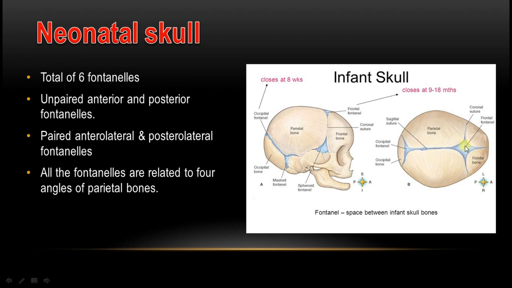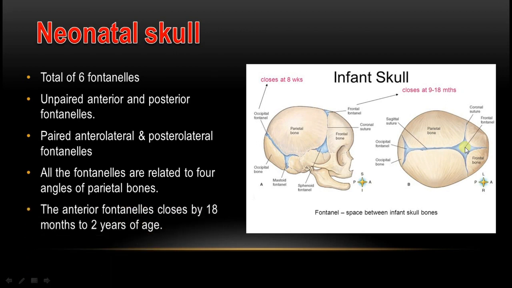Now, this anterior fontanelle is also of clinical importance because intracranial pressure can be measured through it, and the position of the ventricles of the brain can also be assessed through this anterior fontanelle. It has got a great clinical significance.